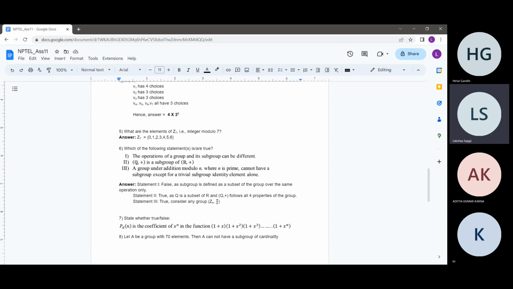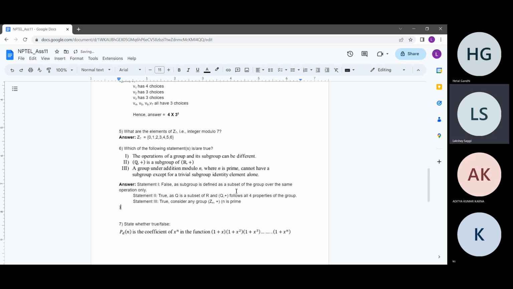So let's say 7. This addition means that if we want to add 7 and 8 over n, we'll take 7 plus 8 mod n. I believe this has been covered in the lecture, so I'll not go into too much detail. But suppose we consider any group like Zn comma plus, any group under addition modulo n, where n is prime also. Then it's saying that this group cannot have a subgroup except for the trivial subgroup, the identity element alone.